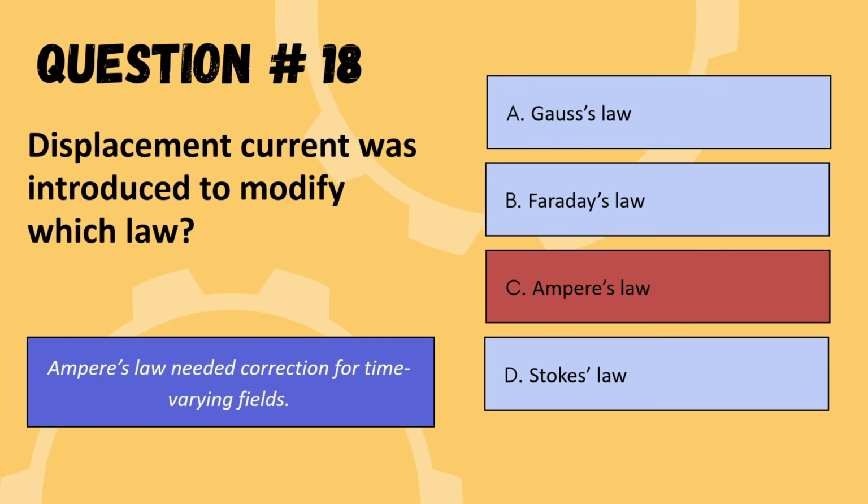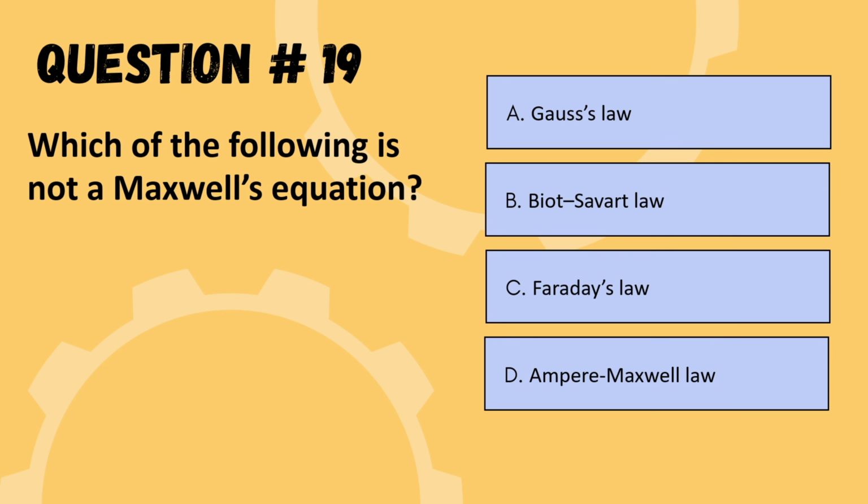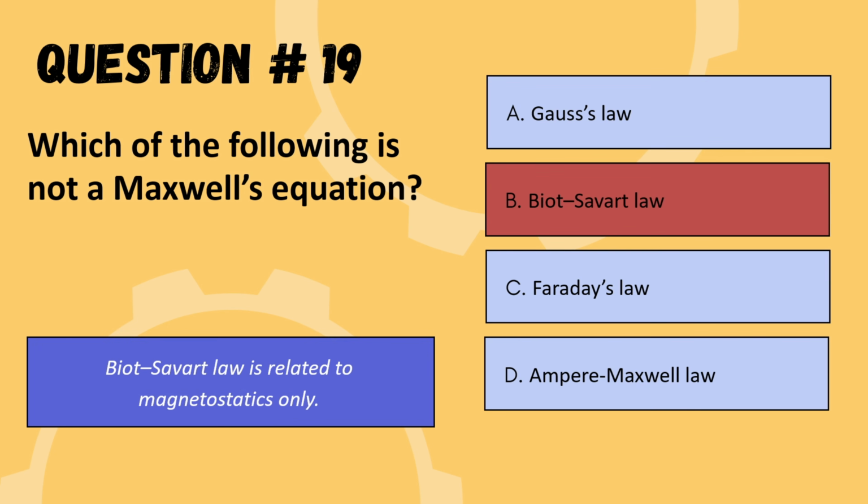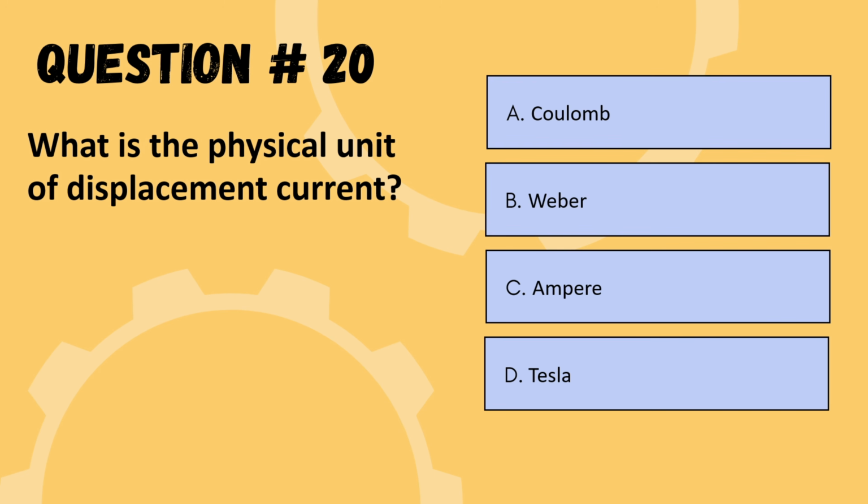So we are moving to the next question. Next question is, which of the following is not a Maxwell's equation? Options are Gauss law, Biot-Savart law, Faraday's law, or Ampere-Maxwell law. So the correct option is option B, Biot-Savart law. So we are moving to the next question. Next question is, which is the physical unit of displacement current? So the options are Coulomb, Weber, Ampere, or Tesla. So the correct option is option C, Ampere.